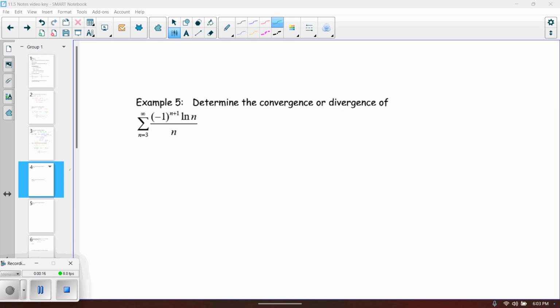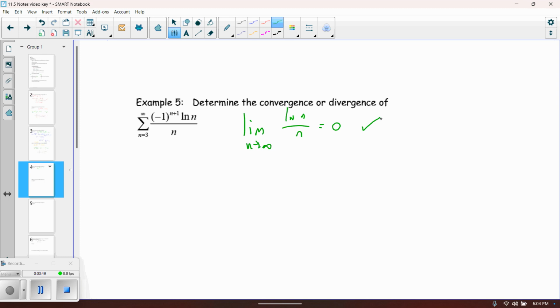Again, you can tell that from the -1 to the n plus 1, and then our ln of n over n. So let's try our criteria. Let's take the limit as n goes to infinity of the absolute value, which means get rid of the -1 term, of the natural log of n over n. And as n goes to infinity, the denominator grows faster than the numerator, so this one goes to 0. That is the first criteria.